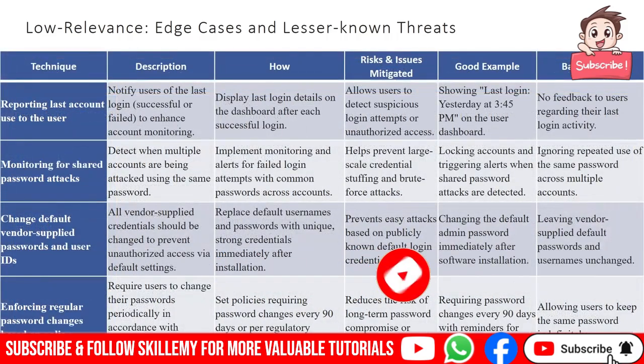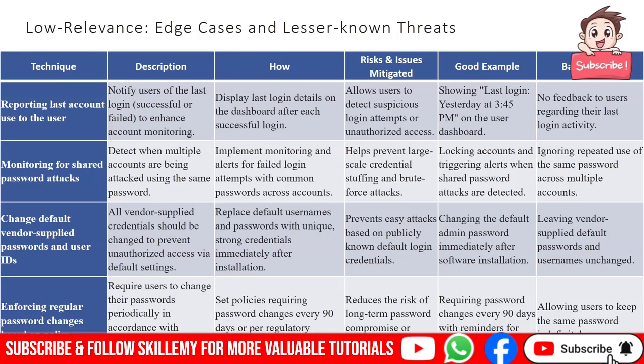Next, reporting the last use of a user account to the user adds an extra layer of transparency and security. By showing users the date and time of their last successful or failed login, we give them the ability to monitor their own account activity. If a user notices an unfamiliar login, they can take immediate action to secure their account by changing their password or contacting support. This feedback loop is a simple but effective way to involve users in protecting their accounts.